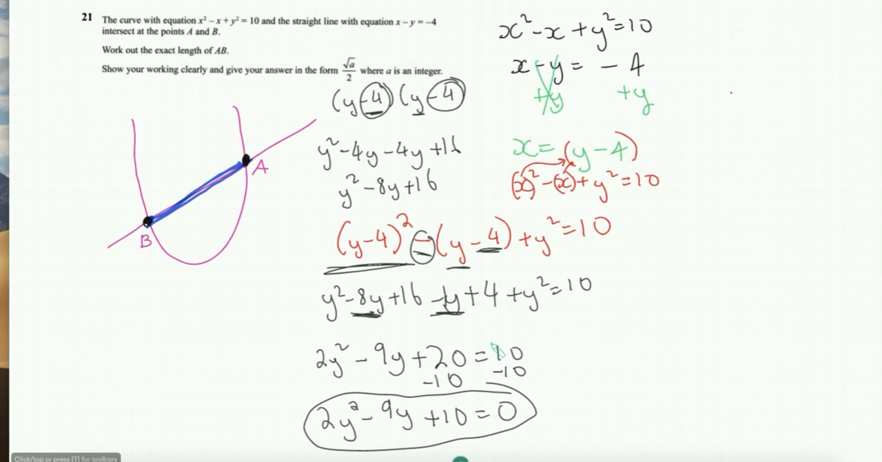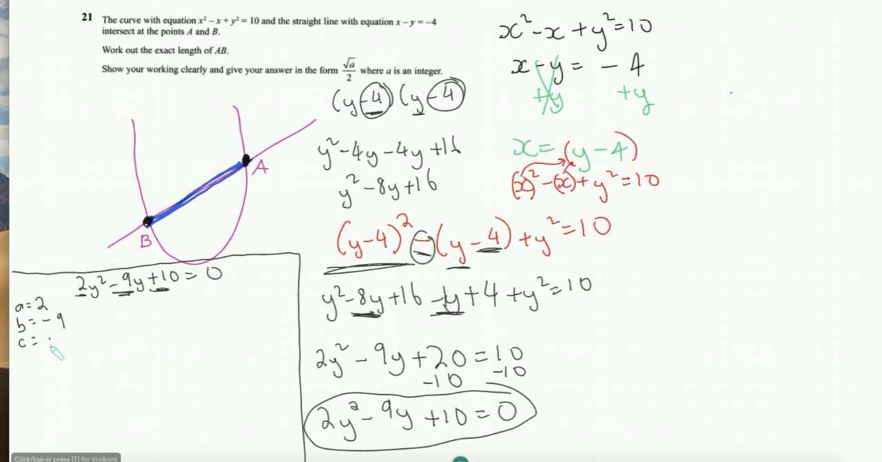Let's solve this. You can solve this by factorizing or the quadratic formula. I'm going to solve it by factorizing. Let's do it over here. 2y squared minus 9y plus 10 equals 0. We'll write down our a, b, and c terms. A is 2. B is negative 9. C is 10.